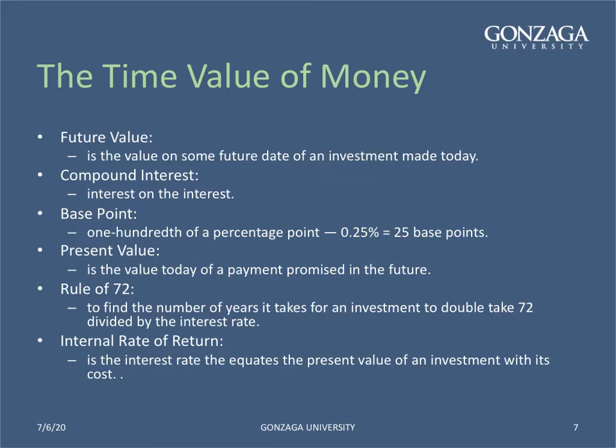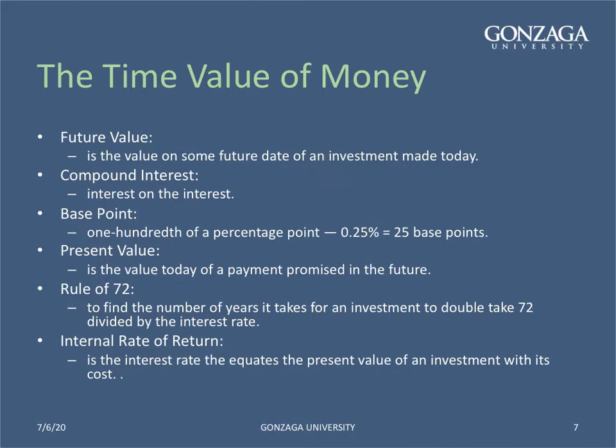A basis point, a lot of times you'll hear a phrase like, oh, the bond went up 10 basis points or 25 basis points. That's really just a fraction of a percent. So 1 basis point is 0.01%. So 25 basis points is 0.25%. 100 basis points is 1%. Present value is the value of an asset today, accounting for all of its future cash flow.